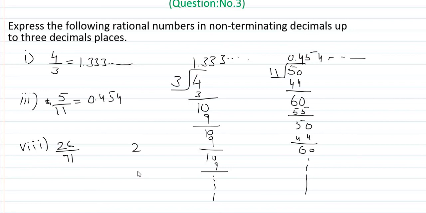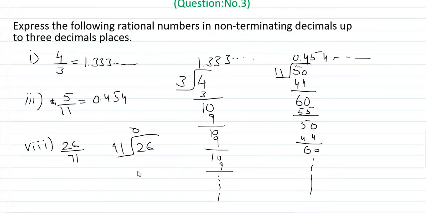When we divide 26 by 91, you can see 26 is less than 91. So here, what we have to do? We have to place here 0 point. When we place the point, here I get 260, okay? 91 times 2, we multiply it with 2.